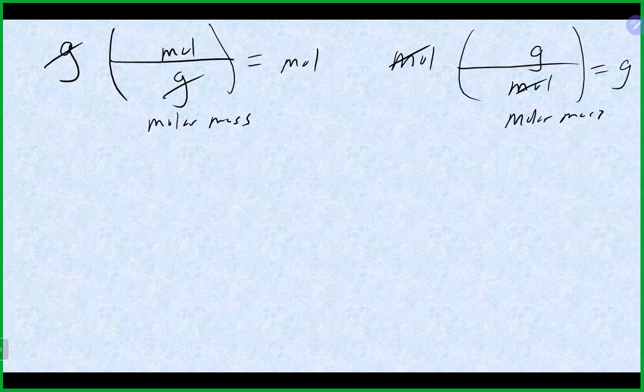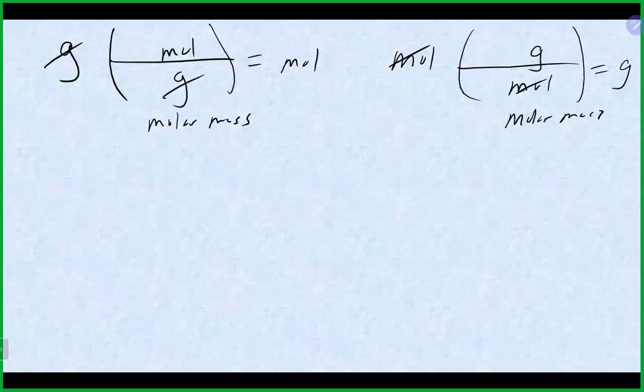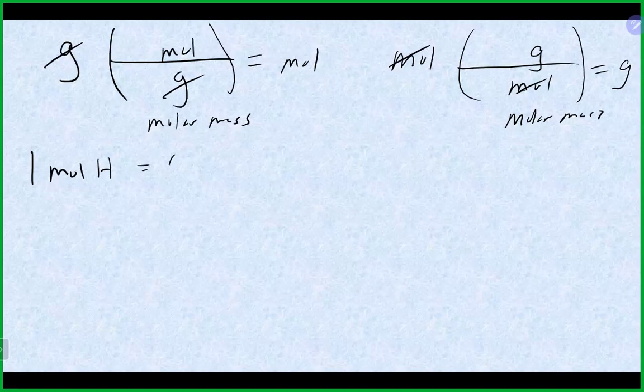So again, that is probably how you're going to use molar mass as a conversion factor, and the way to set that up. How do these all relate to each other? Well, if you have 1 mole of hydrogen, that would contain 6.022 times 10 to the 23 atoms of hydrogen. And that would also have 1.008 grams of hydrogen. That's how they all relate to each other.